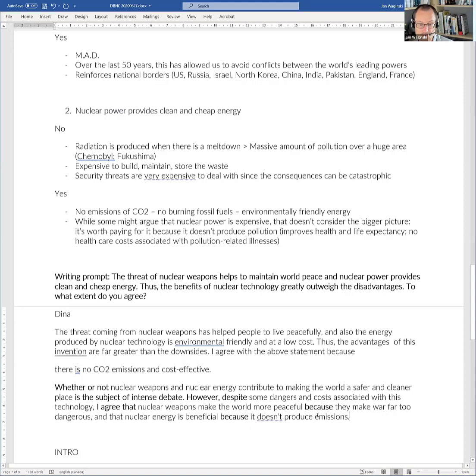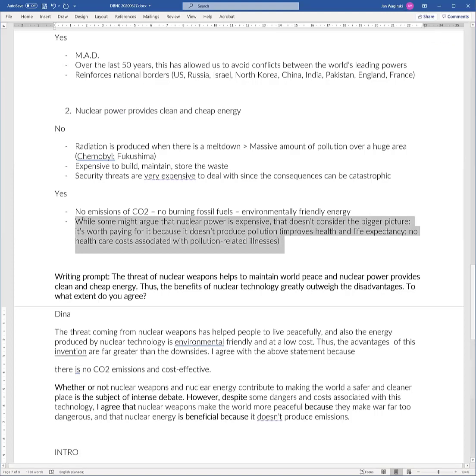It doesn't produce emissions. And I put that nuclear energy is beneficial. So I'm not putting clean and cheap, I'm just putting beneficial because it doesn't produce emissions, and then I'll explain that in greater detail in the body paragraph. Because our explanation for the cheap part of it requires a bit of explanation, right? That's why for me, I felt this part is difficult. Yes, it is difficult, but I'm not going to try and stick that in my thesis. It's too complicated for a thesis, so I'm just going to summarize them as beneficial, and then I'll give the detailed explanation later.